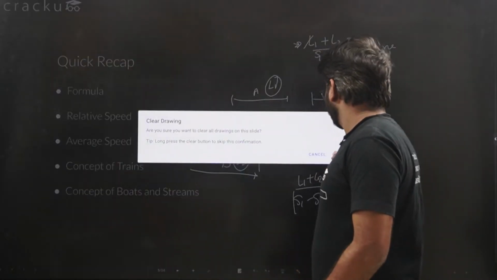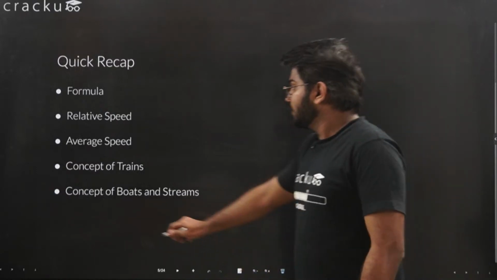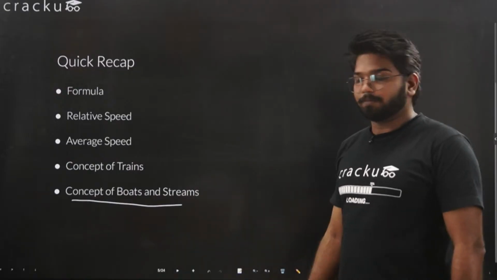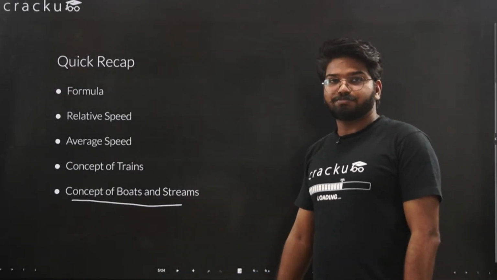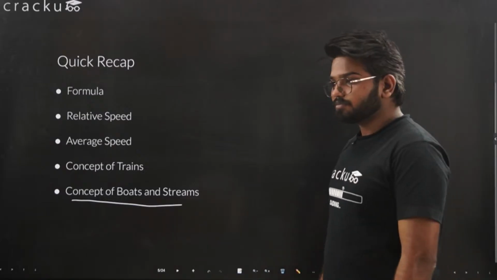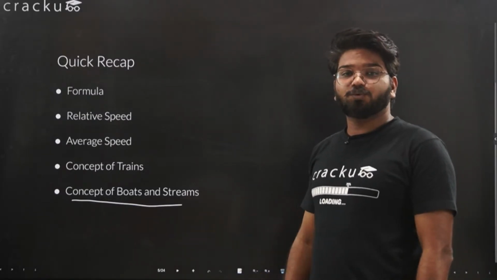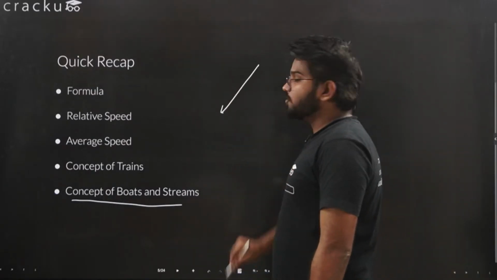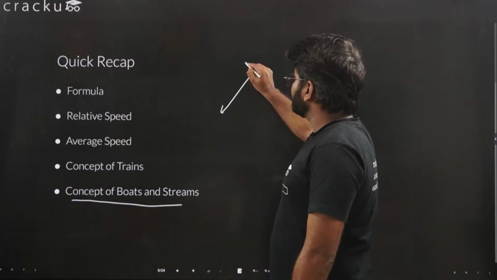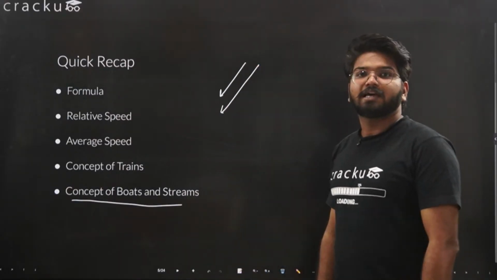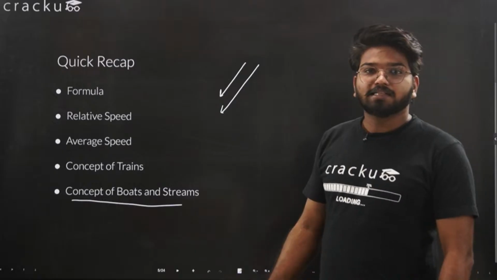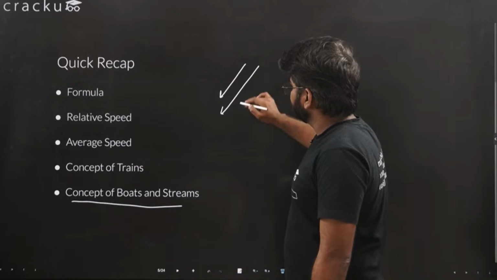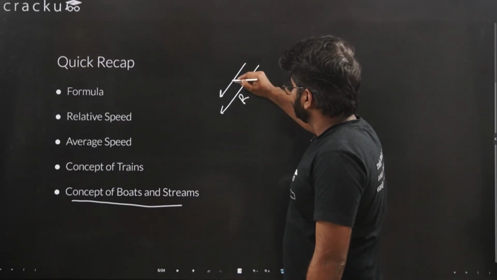Now, last topic, we'll revise this completely. And based on this only, we have the next topic. We have the concept of boats and streams. It basically says that if the boat is moving in the direction where the water is flowing, let's say water is flowing downwards and the boat is also moving downwards, then nothing changes, it's just the relative speed will be what? Let's say this is the river and this is the boat.